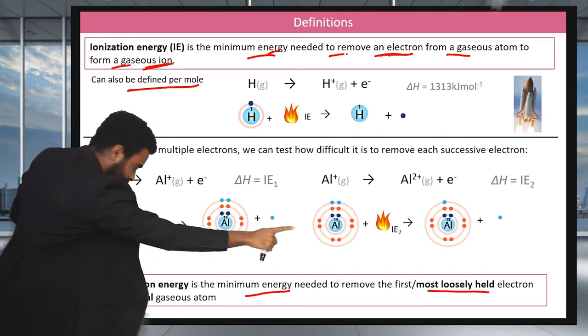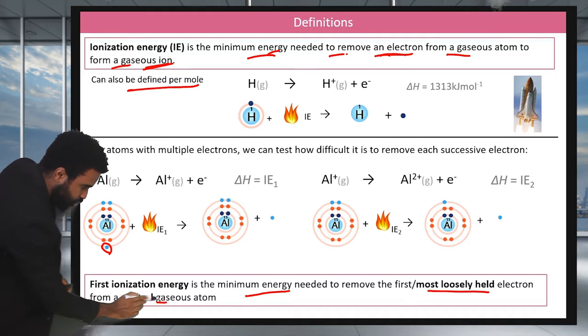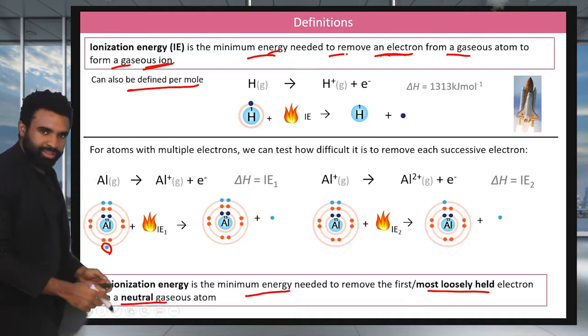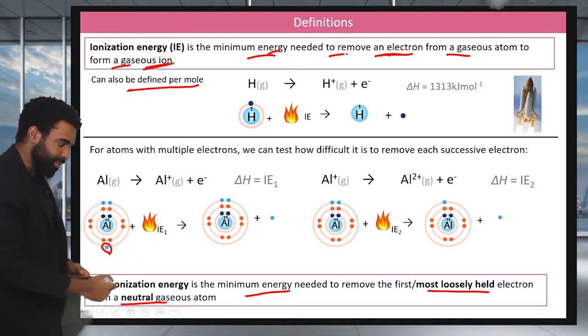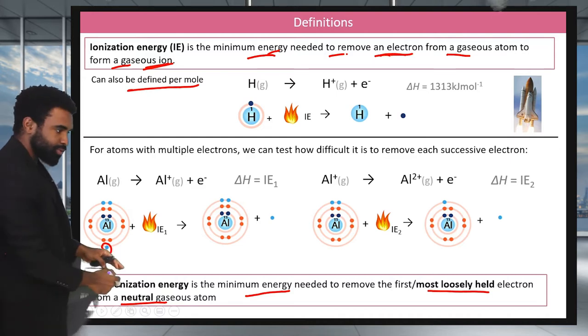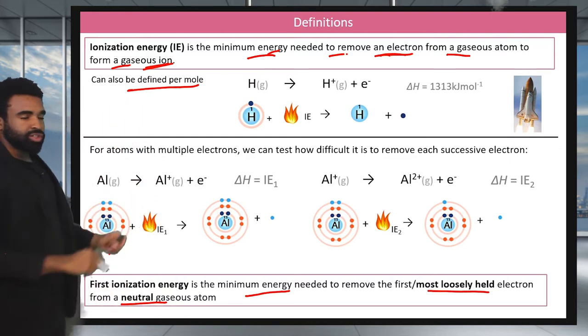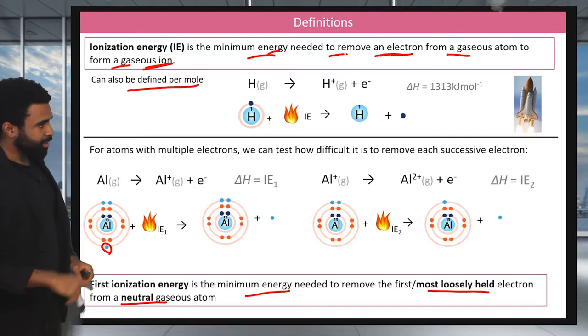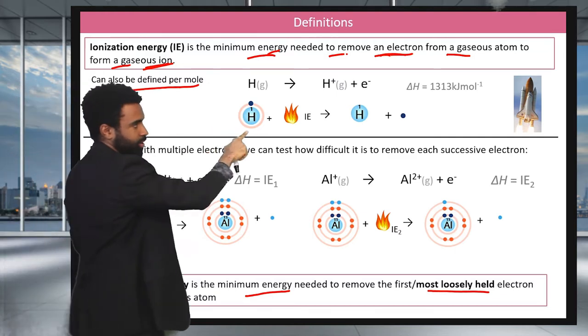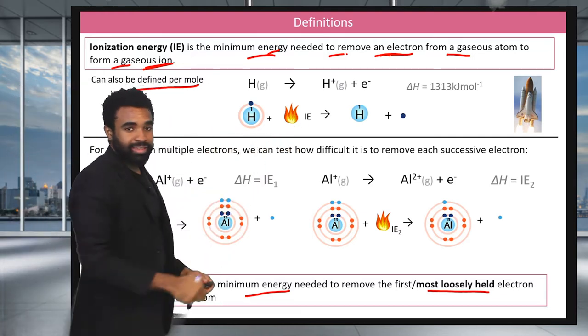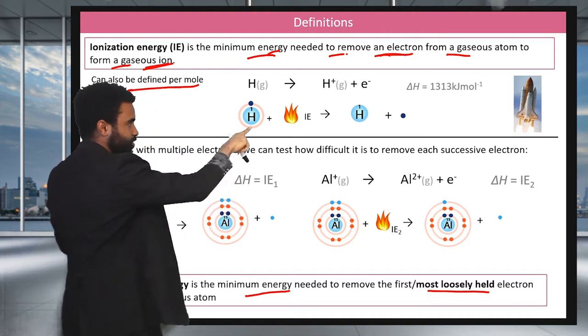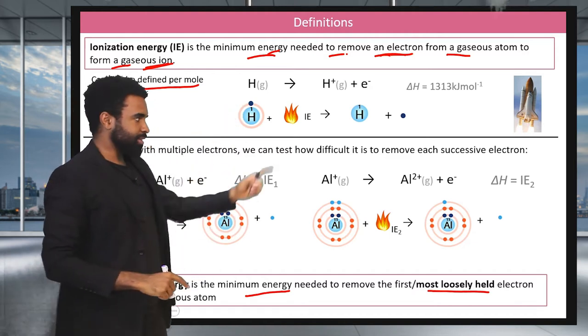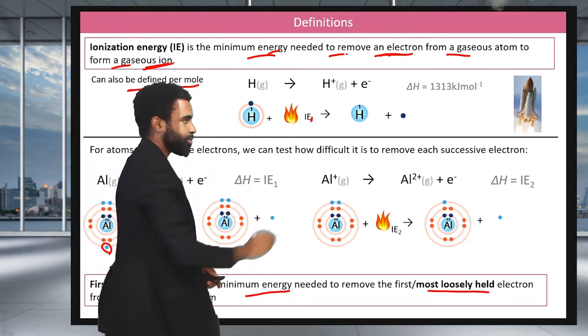Okay? And here we also have to remove it from a neutral gaseous atom, because if you haven't removed any electrons yet, it must still be neutral. So that's first ionization energy versus just regular ionization energy. And to clarify, for hydrogen, this of course is indeed its first ionization energy because hydrogen only has one electron. So this is actually indeed IE1 for hydrogen.